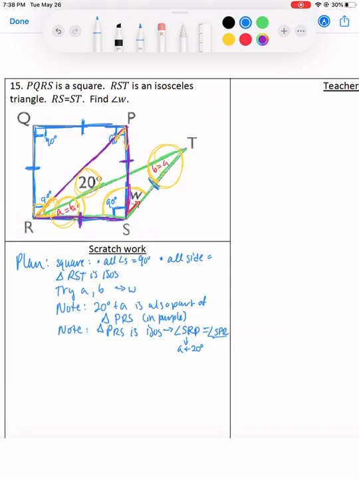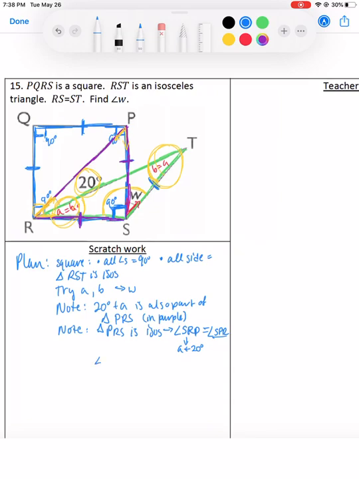Now, since it's isosceles, we know that the angle RSP is 90 degrees, right here. We know that that one's 90 degrees. Then that means that angle SRP and SPR are equal. We can add those together.